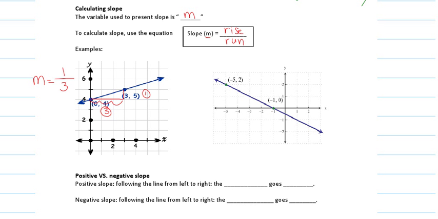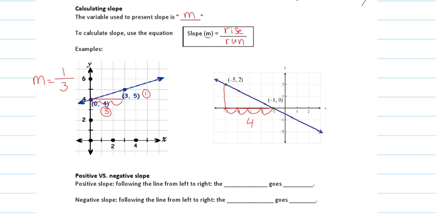Okay, let's do the same thing for the second example. So draw the triangle. And tell me what's going on here. The rise is 2, and the run is 4. So 1, 2, 3, 4. So that's your run. And then the rise is 2.